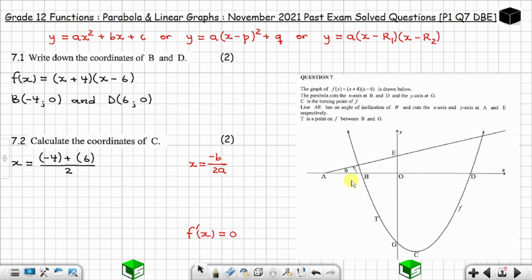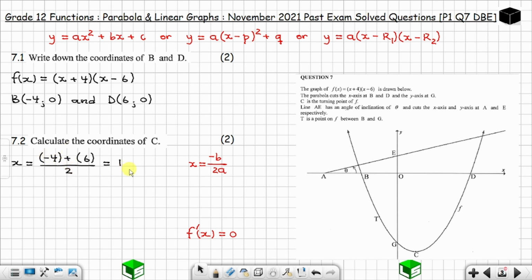You take the x coordinate of B and the x coordinate of D, add them up and divide by 2, and you get the x coordinate of C. So you can see C's x coordinate is in between, between B and D. This is why I use this formula. You can use this formula or the other one to find the x coordinate of the turning point, which is C. This is going to be equal to 6 minus 4 is 2, 2 over 2 is 1.